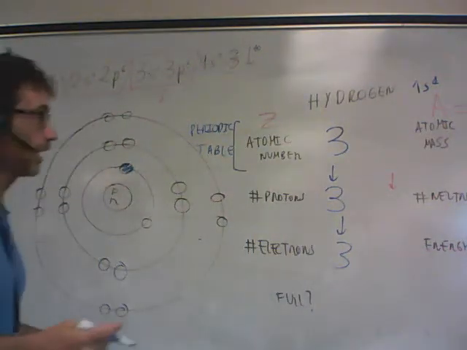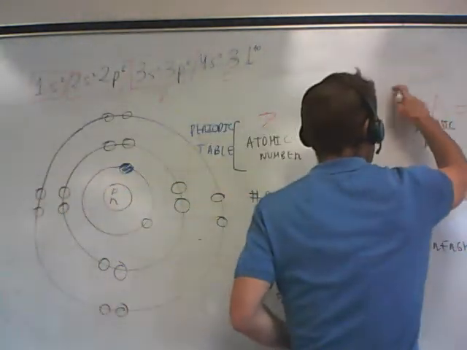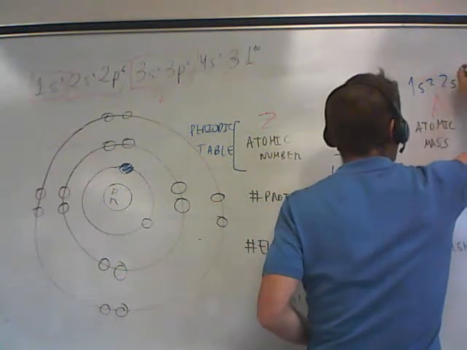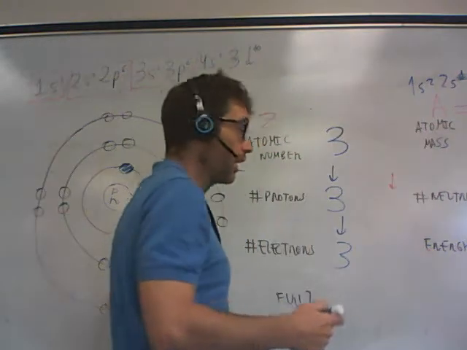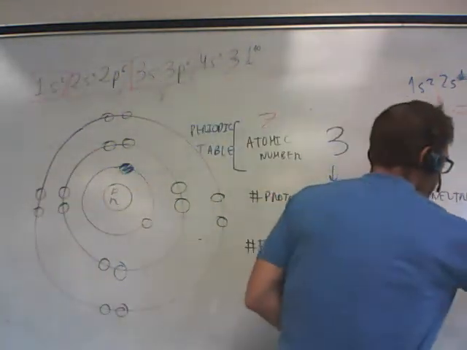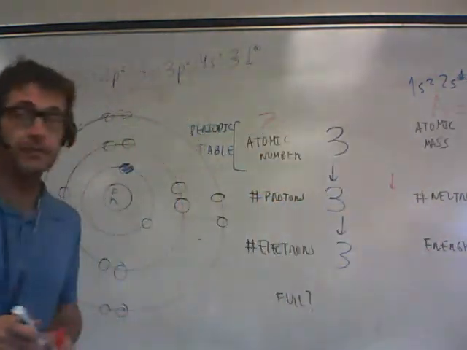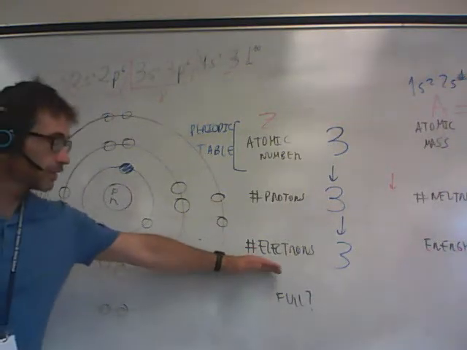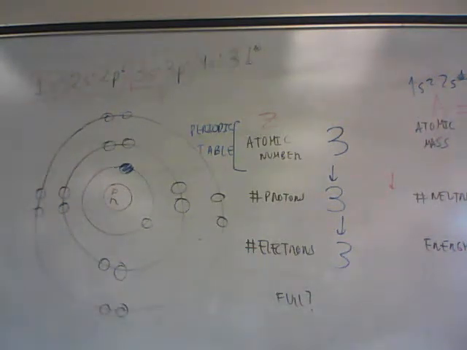And the energy levels come from the electronic configuration. 1s2, 2s1. So it has 2 levels, 1 and 2. Okay? Is the last one full? No, it's not full. But the full thing we're not going to do today. We're going to stick to this for today. Okay?